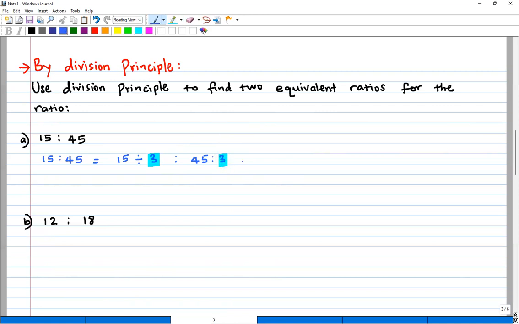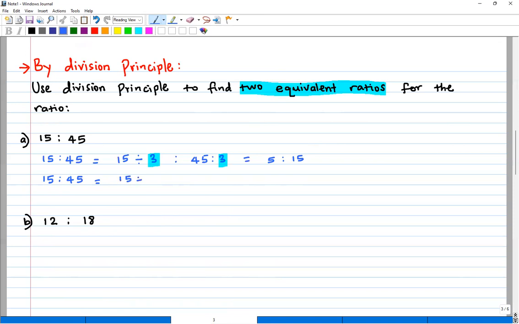So we come up with 15 by 3, that is 5, and 45 by 3, that is 15. So we have 5 to 15. Since we need to get 2 equivalent ratios, so let's again divide. So we say that we are having 15 by 45.